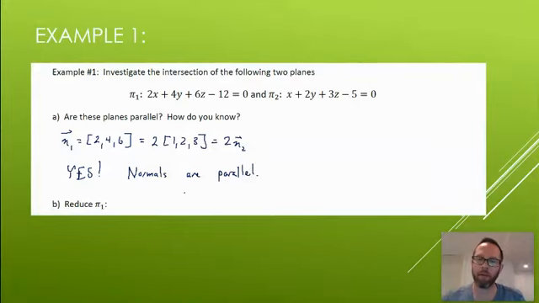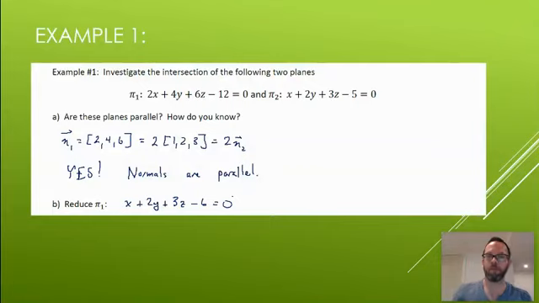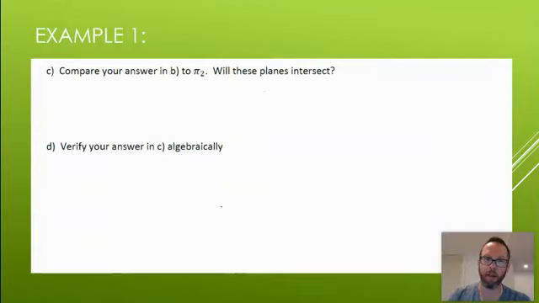Now let's see if they're the same plane or not. Let's reduce pi 1 by dividing everything by 2. We get x plus 2y plus 3z minus 6 equals 0. So now you can see that pi 1 and pi 2 are parallel. They have the same normal, but their d values are different when the other three coefficients are the same. So these are definitely parallel but distinct planes. And we can just say no, they are distinct.